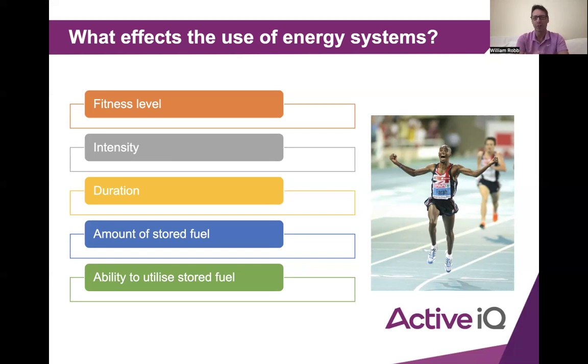The duration of the workout. Remember, if it's between 6 and 10 seconds at high intensity, it's going to be creatine phosphate. If it's about 50% maximum intensity and duration about 1 hour, it's going to be using aerobic energy system. The amount of stored fuel, meaning how much fuel, glycogen, you have in your muscle and your liver, and your body's ability to store and utilize that fuel.